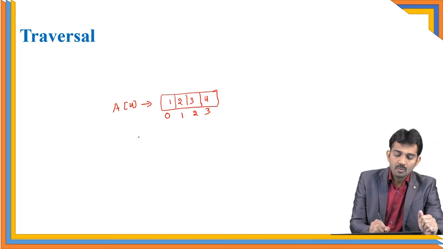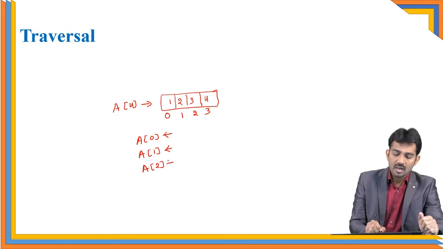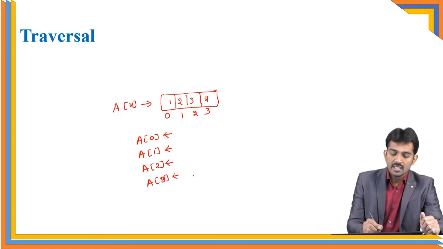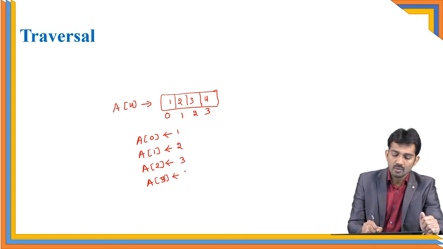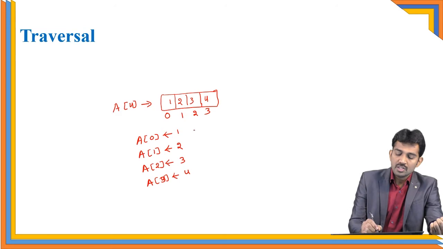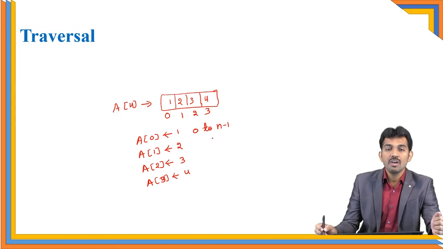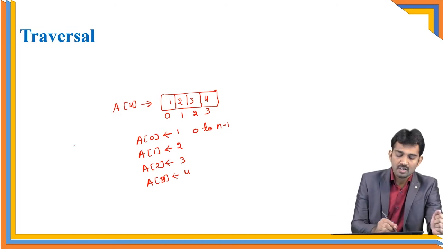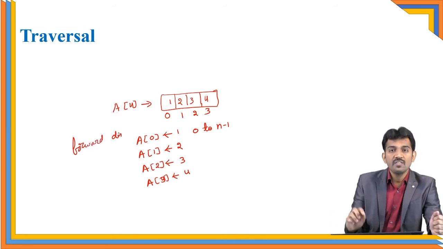For example, A of 0 retrieves the first element, A of 1 the second element, A of 2 the third element, and A of 3 the fourth element. If you want to access all the elements, you just repeat your loop from index 0 to n minus 1. Then you retrieve all the elements in the forward direction.